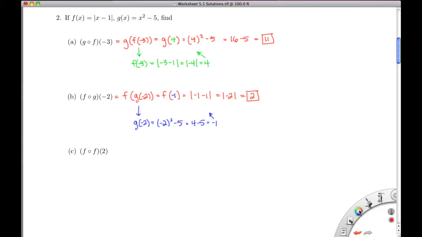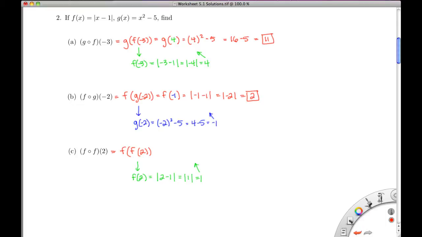Okay, so not too bad. We see sort of what's going on here. Let's go ahead and try this last one, f composed with f of positive 2. So like last time, we're just going to take f, compose it with itself, and evaluate it at positive 2. So first, let's calculate f of 2. We take the absolute value of 2 minus 1, which is just the absolute value of positive 1, which is just going to give us 1.